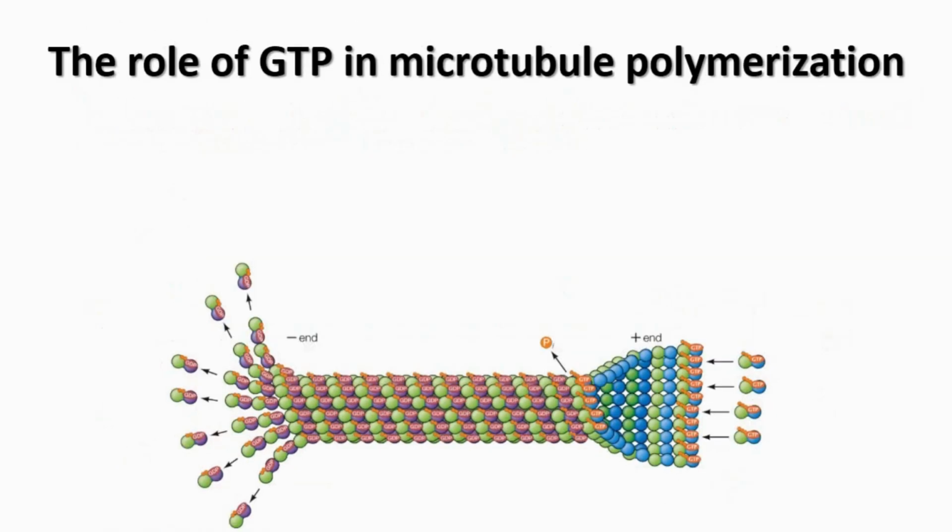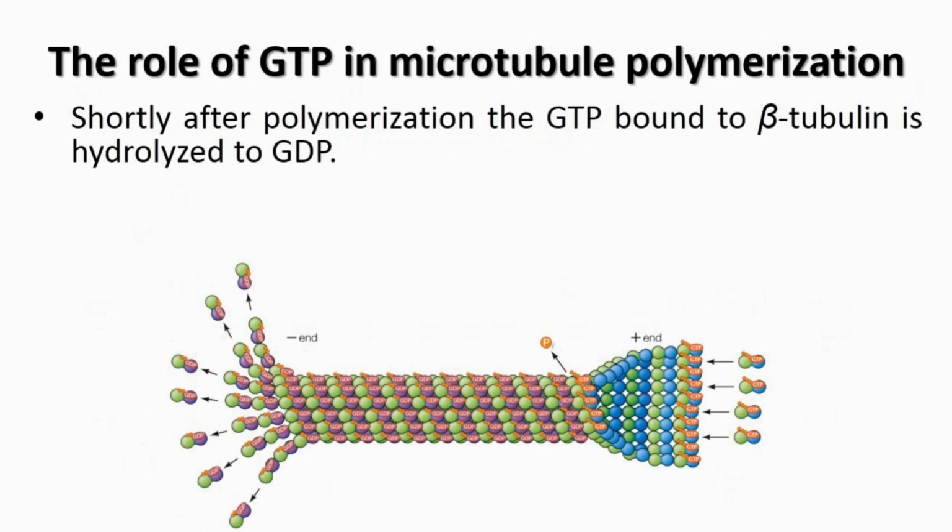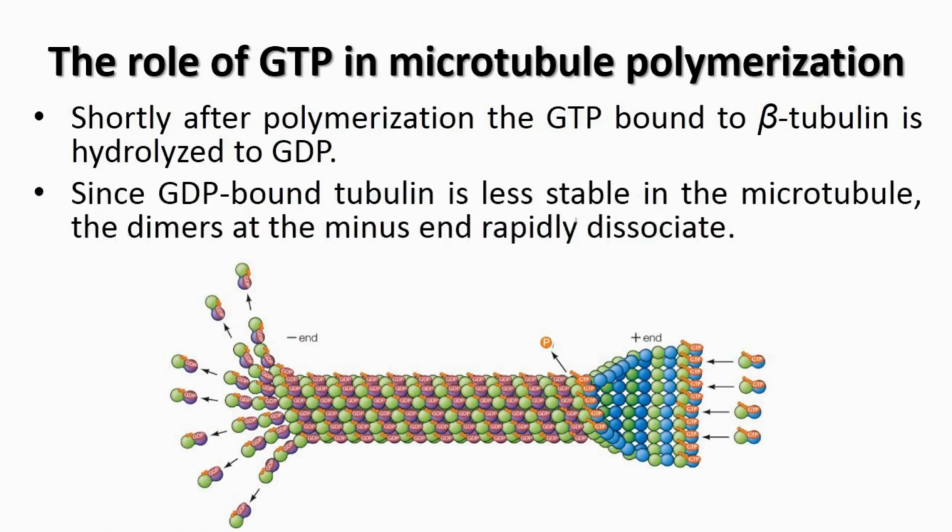Shortly after polymerization, the GTP bound to beta tubulin is hydrolyzed to GDP, and since GDP bound tubulin is less stable in the microtubule, the dimers at the minus end rapidly dissociate. Again, just like actin, only thing is that actin had ATP on the plus end, or the barbed end, your tubulin has GTP at the plus end. Considerable association of GTP bound tubulin dimers takes place, but as we move from plus to minus end, the GTP loses a phosphate and is converted to GDP.